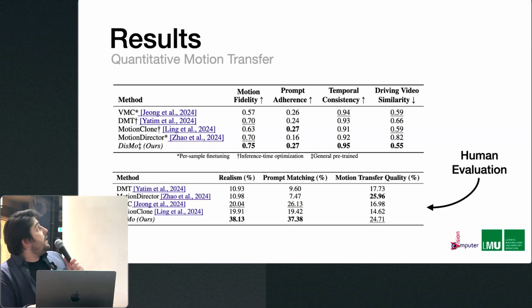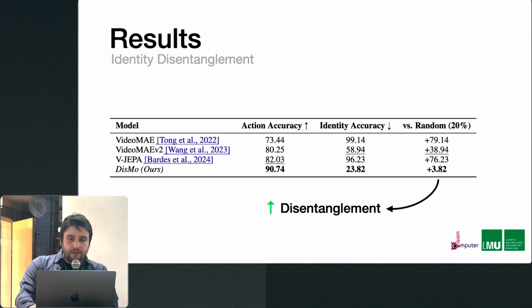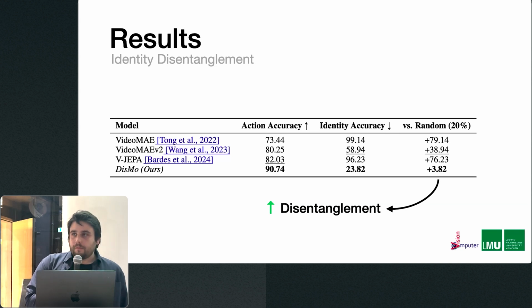And then we also had some human evaluation, because this is always necessary in this field, unfortunately. And yeah, then some more downstream analysis on the actual motion space that we learned, because our hypothesis, of course, is that it must be disentangled from the appearance.